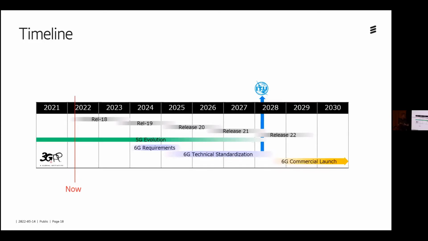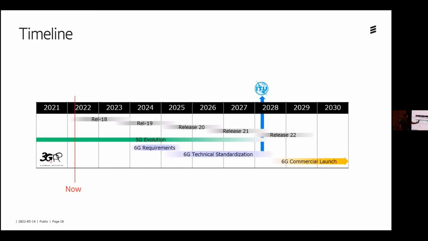What type of data rates, what sensing accuracy, etc., etc. And then once that is done in 25, 26 and up to 28 or so, there will be the actual standardization work to come up with the first standard for 6G that hopefully is ready in 28. You'll probably see some early commercial deployments in the 28 timeframe, a little bit on a wider scale in 2030 or so. So that's the timeline we see.